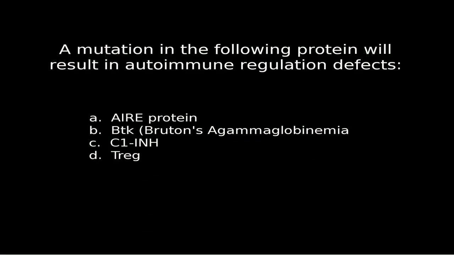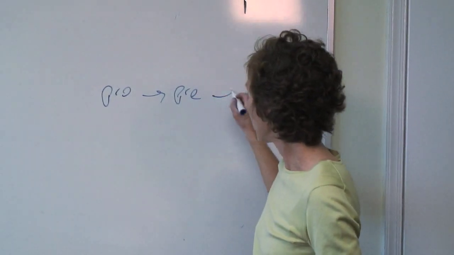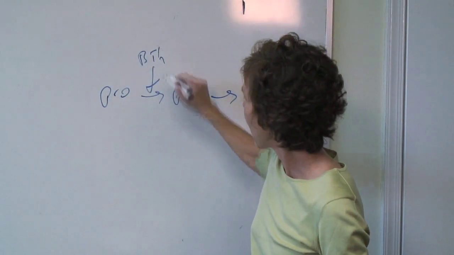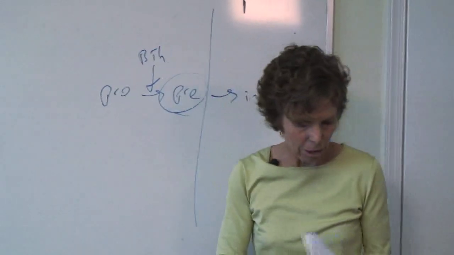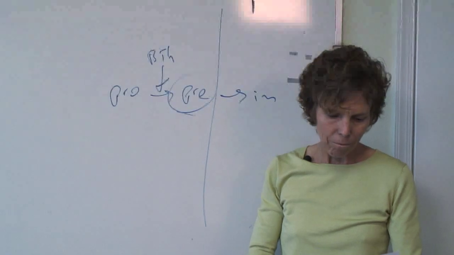B, Bruton's agammaglobulinemia. Remember, that was a defect, happens to be X-linked, and that essentially stops the B cell development. So you had pro, and then you had pre, right, and then onward to immature, and it's BTK, but it stops it at the pre-B cell development, such that you don't have B cells, so you're probably going to be subject to bacterial infections.